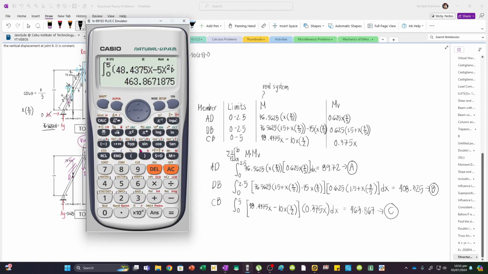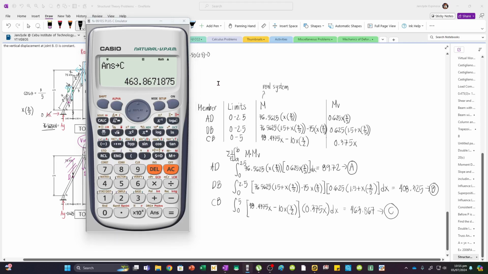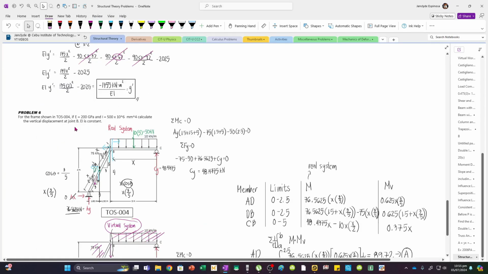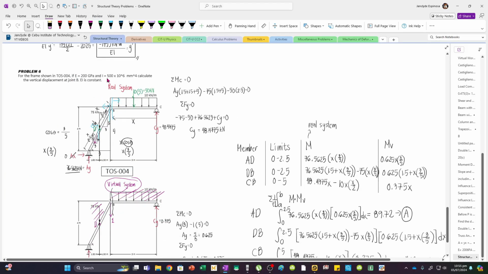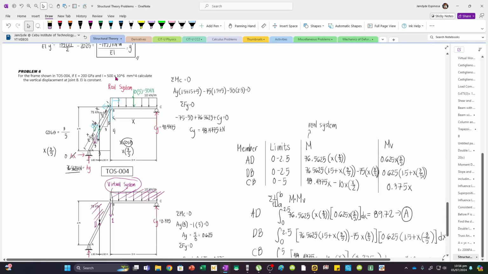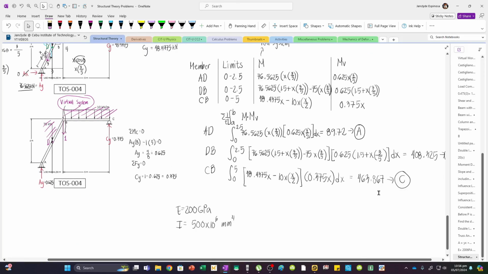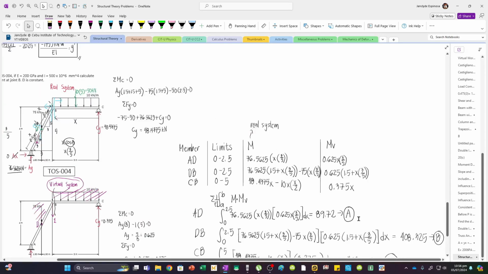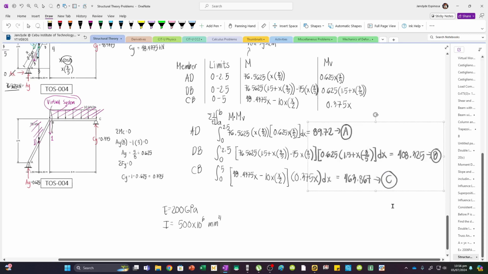So I will store this into C. So shift store C, and then yung tanong is the vertical displacement at joint B. Now we are given E saka I. So E is 200 GPa, and then I is 500 times 10 to the 6 mm to the 4th. Yan. So, diba, to calculate the deflection, this is the vertical displacement at joint B, then I have to add all of these values. Lahat ng yan. And then, diba, all of these are multiplied by 1 over EI. So, I have A plus B plus C divided by EI.